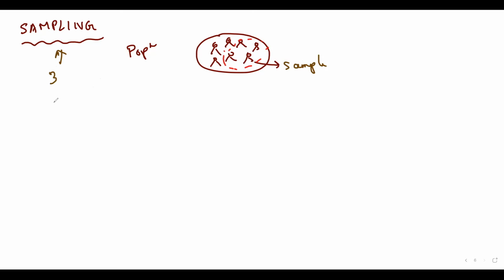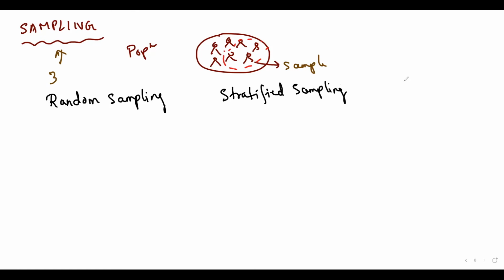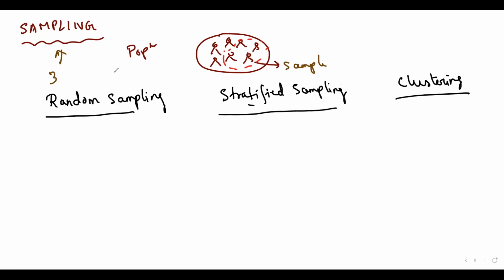One is random sampling. The other one is stratified sampling. And the third one is clustering. So random sampling, stratified sampling, clustering. What are these actually? One more point: here we're discussing how to take out samples. Let's say we have a population of 100 people. We want to take out 50 of them as a sample. How do we do the sampling? These are the three techniques: random sampling, stratified sampling, clustering.